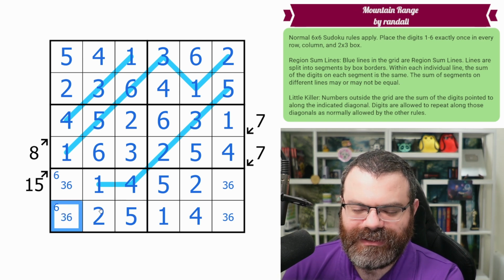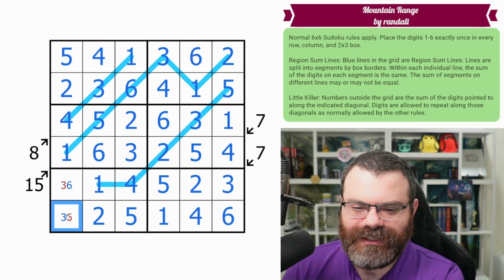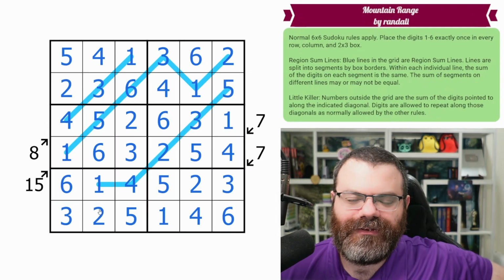And then this is a 3-6 pair, and we have to finish with this 7 clue. So 4 plus 3 is 7. That's 3, that's 6, that's 3, that's 6, and we're done. With a 3 in the corner at the last second.